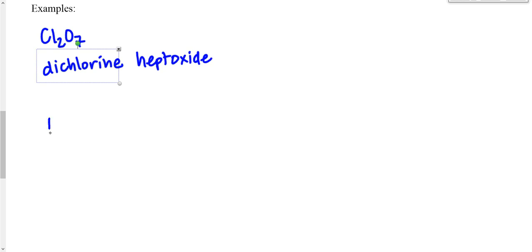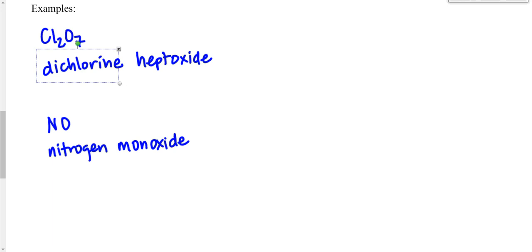Another one, if I have NO. I have nitrogen and no prefix for mono if it's the first element, so just nitrogen. But I have one oxygen for my second element, so monoxide. We drop one of the O's. I wouldn't write monooxide.